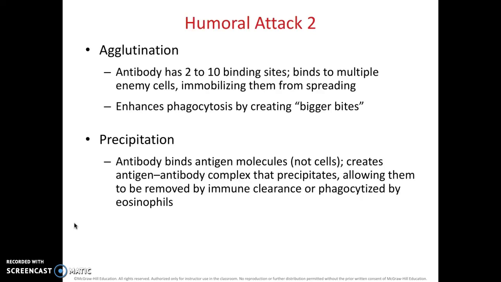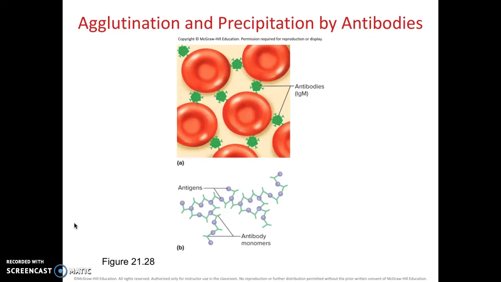cells. There's also precipitation, so antibodies that bind antigen molecules, not full cells, will create an antigen-antibody complex that precipitates, allowing them to be removed by immune clearance or being phagocytized by eosinophils. So again, that's kind of the same thing, but it's when there's not cells. Here we see agglutination, which is the top, and precipitation at the bottom. Agglutination occurs when there are cells involved, whereas precipitation is when they are just antigens and no cells involved.